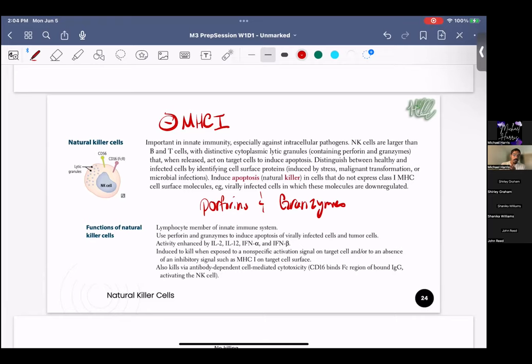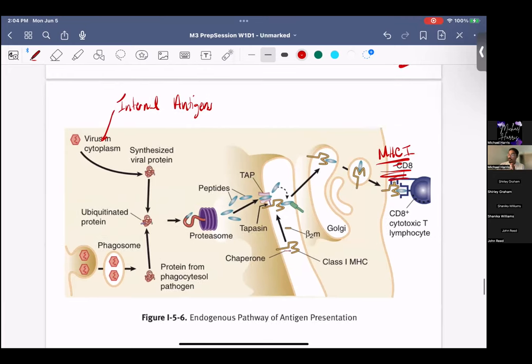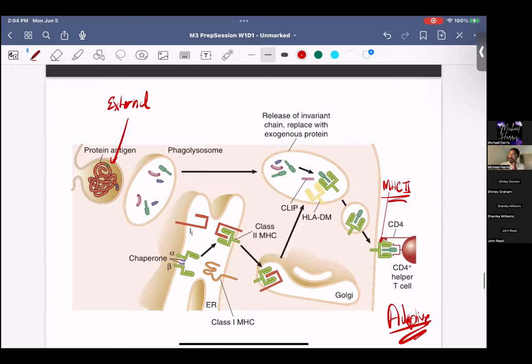Okay. So the big distinction here was that MHC1 is for internal antigens. MHC2 is for external antigens. That's the big distinction between the two of them.